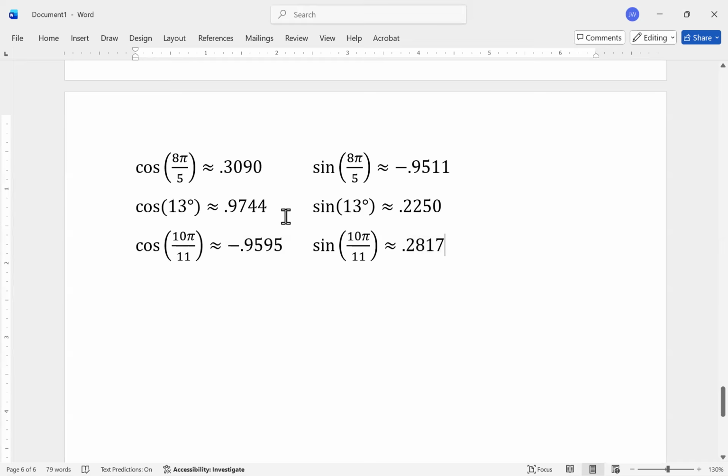By the way, we can also see, based on the output of cosine and sine, that 13 degrees is going to have terminal side in quadrant 1, since sine and cosine are both positive. Since cosine of 10 pi over 11 is negative, and sine of 10 pi over 11 is positive, we know we're going to be in quadrant 2 in that case. Negative x value, positive y value.